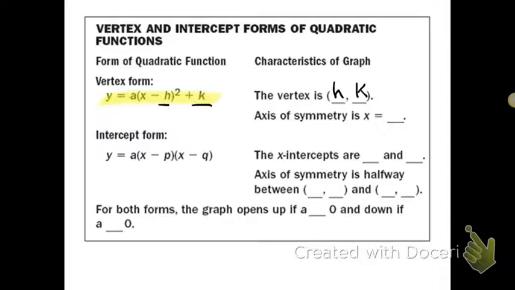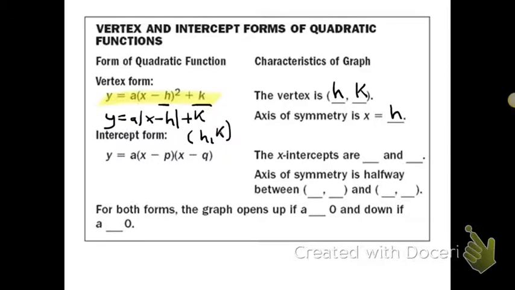This is very similar, by the way, if you recall when we had absolute value functions that were y equals a times the absolute value of x minus h plus k. If you recall the absolute value functions, the vertex was also at (h, k). So if you remember that, this form is going to be easy for you. The axis of symmetry is just the vertical line x equals h. It's going to go right through the x coordinate of the vertex.